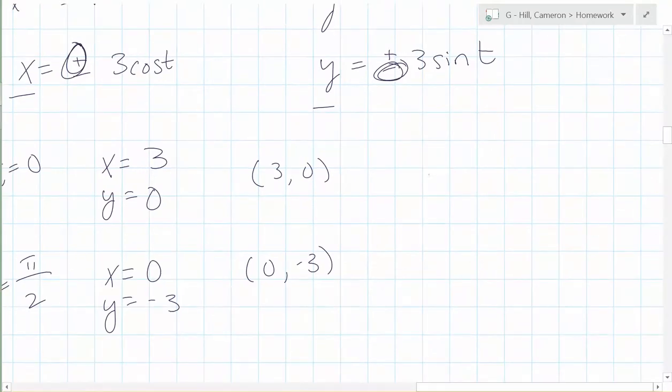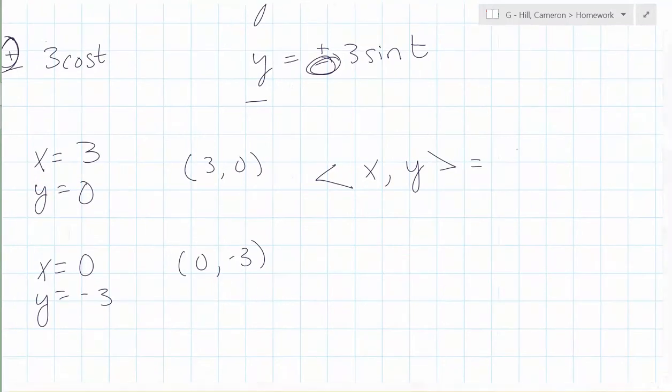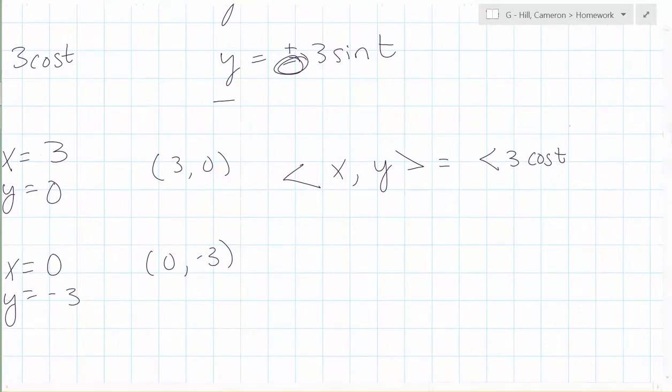So we write it as the vector xy equals 3 cosine t, comma, negative 3 sine t.